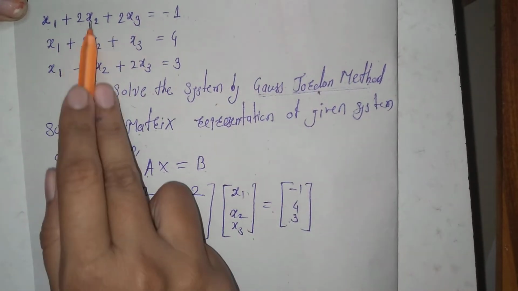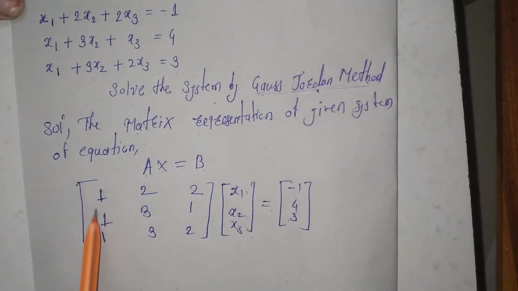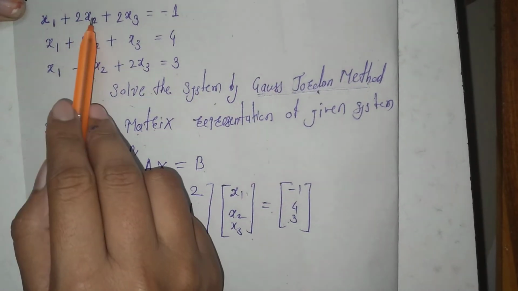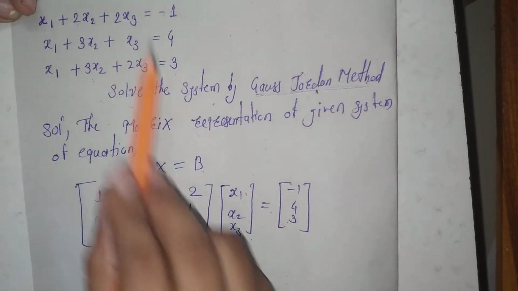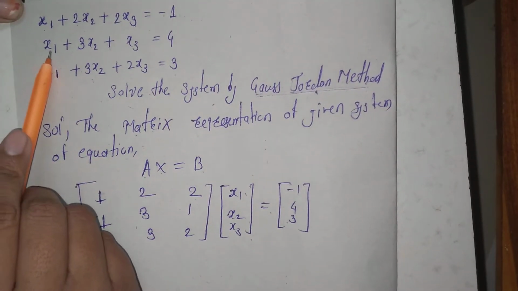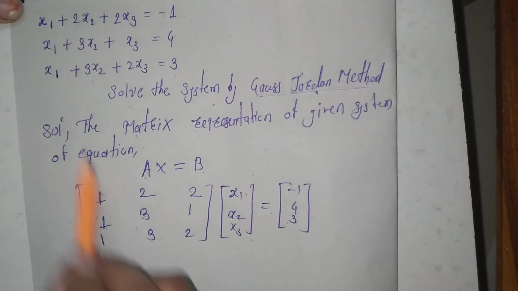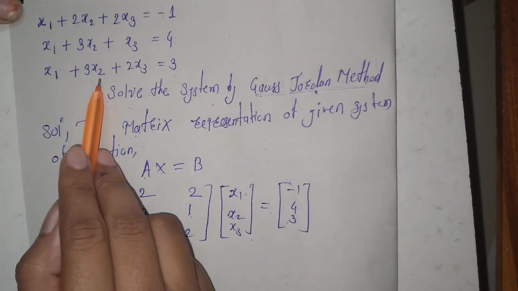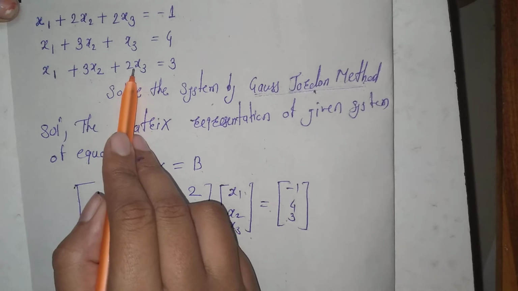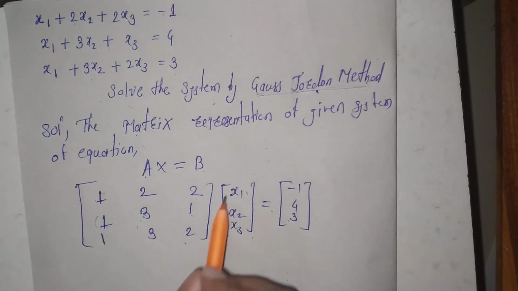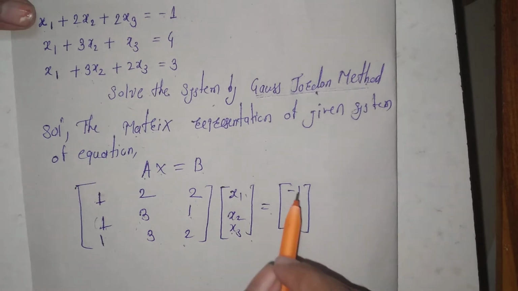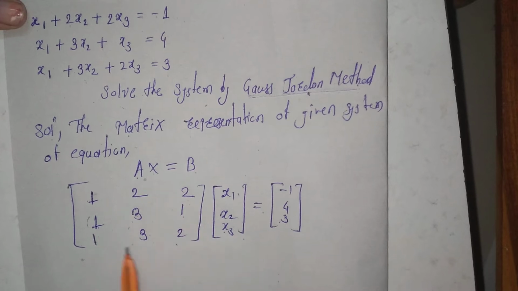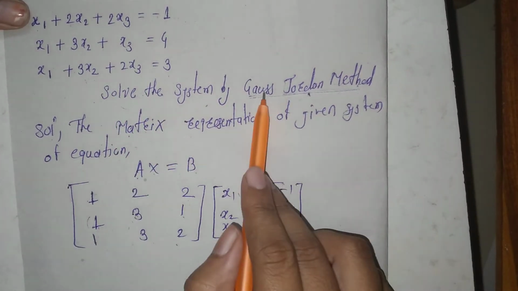Then A is this linear equation's coefficient matrix. X1 is a variable with coefficient 1, X2 with coefficient 2, X3 with coefficient 3. In the next row the coefficients are 1, 3, 1, and in the third row 1, 3, 2. Then X1, X2, X3 are the three variables, and B is minus 1, 4, 3. Then AX equal to B. We have to find the solution of this system of equations by the Gauss-Jordan method.